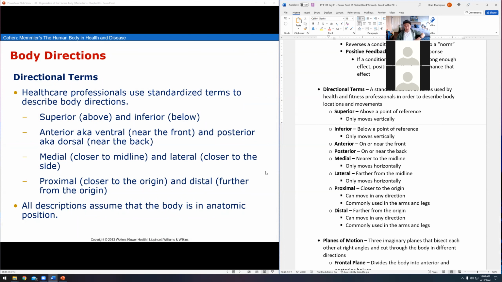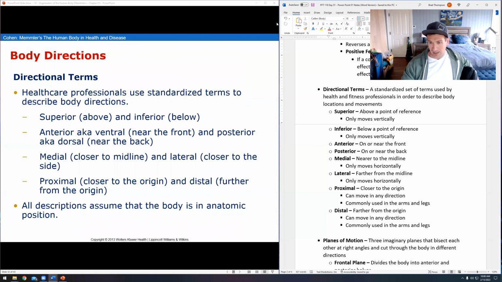So don't worry about absorbing too much of that. That's really just meant to be my framework to show you. We want to start basic with our directional terms, and we can build from there. Once we understand these, we can get a little bit more complex. The directional terms are a standardized set of terms used by health and fitness professionals to describe where certain things are on the body. We have a starting position. So superior is above a point of reference, and this moves vertically.